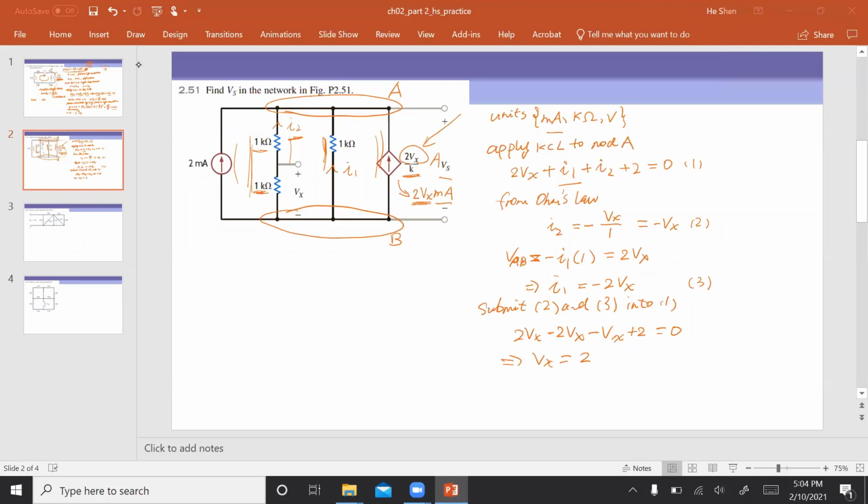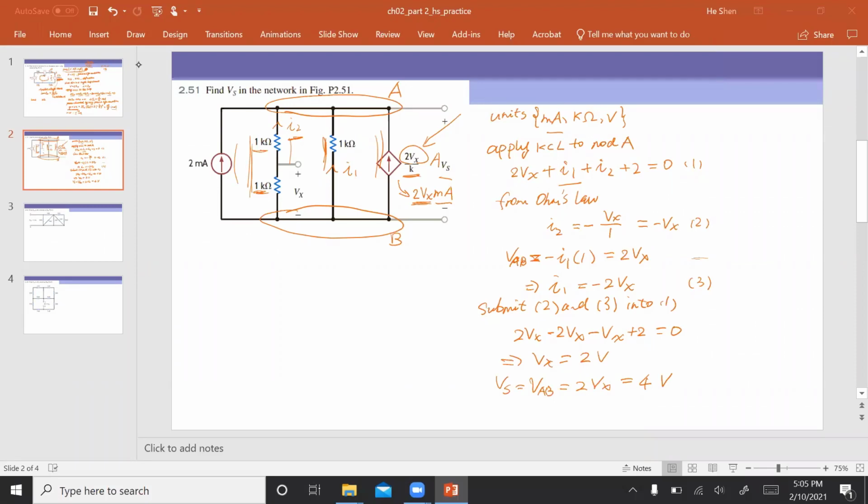So what is the unit? 2 volts, right? 2 volts. After we find Vx is equal to 2 volts, we can calculate Vs. Vs is actually VAB, right? We just called it VAB, and that is equal to Vs. That is the voltage between node A and B. We already know that VAB is equal to 2Vx from equation 3. That is equal to 2Vx, so that will give us 4 volts. This is how we solve this problem.